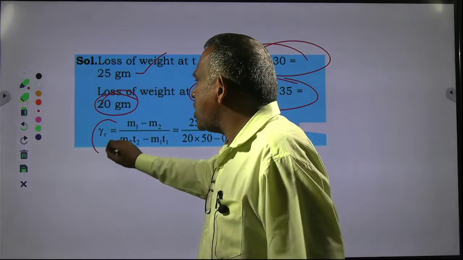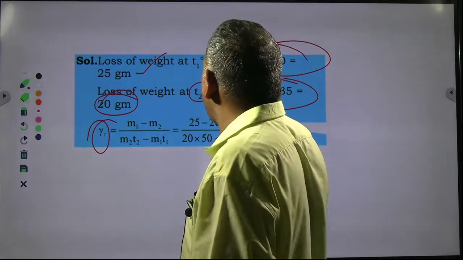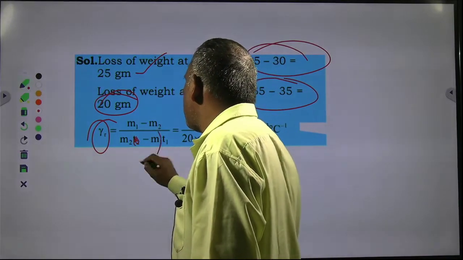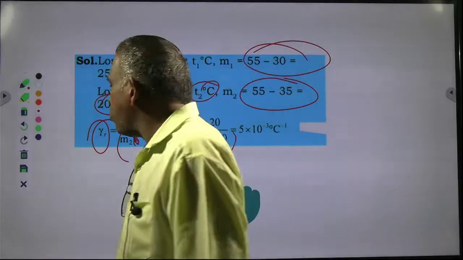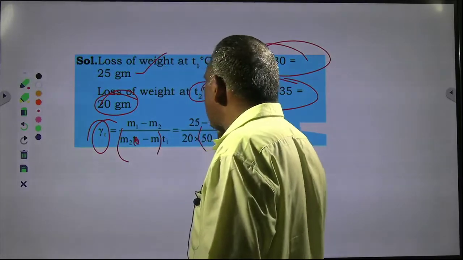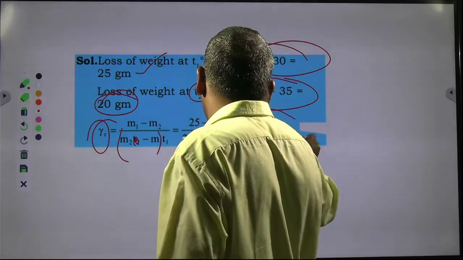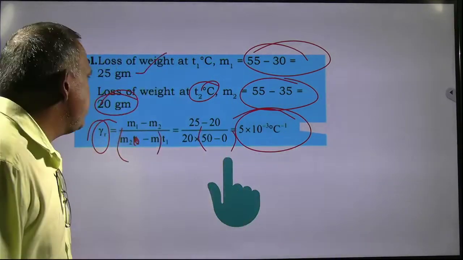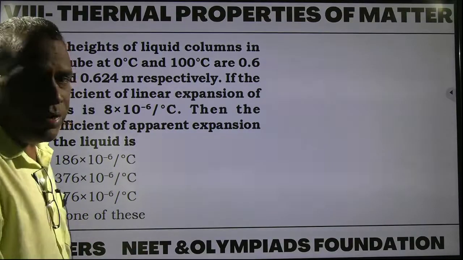So real expansion is nothing but (m2 minus m1) upon the initial mass, into the change in temperature, 50 minus 0. Now if you calculate, that is (25 minus 20) upon (20 into 50). The calculation gives 5 into 10 power minus 3 per degree centigrade. So this is the explanation for question number 17.